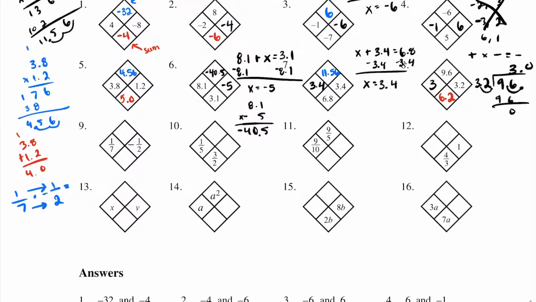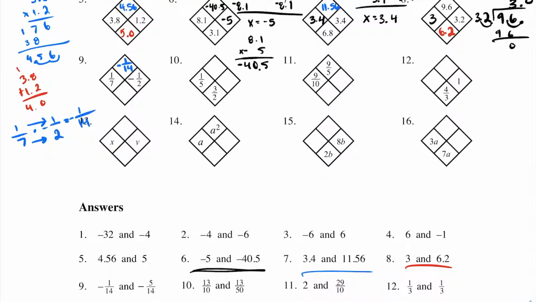So 1 times 1 is 1. 7 times 2 is 14. And then we have a negative symbol in there because a negative times a positive is always negative. So our product is negative 1 over 14. There we go. Now let's find the sum.